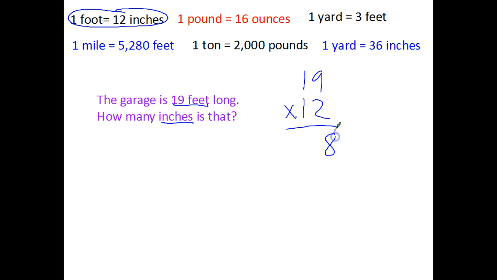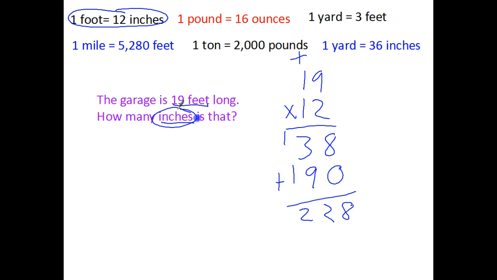2 times 9 is 18. Carry my 1. 2 times 1, 2 plus 1 is 3. Marco Polo. 1 times 9 is 9. 1 times 1 is 1. Add them together. And I end up with 228 inches.